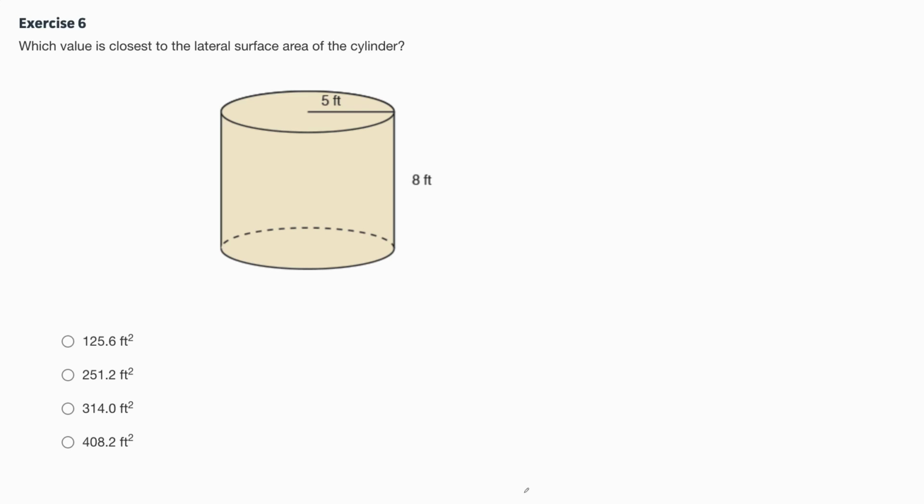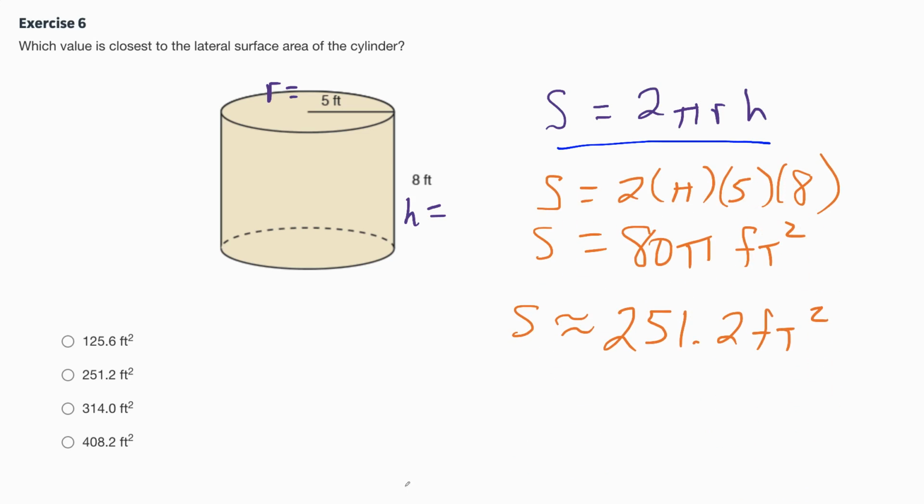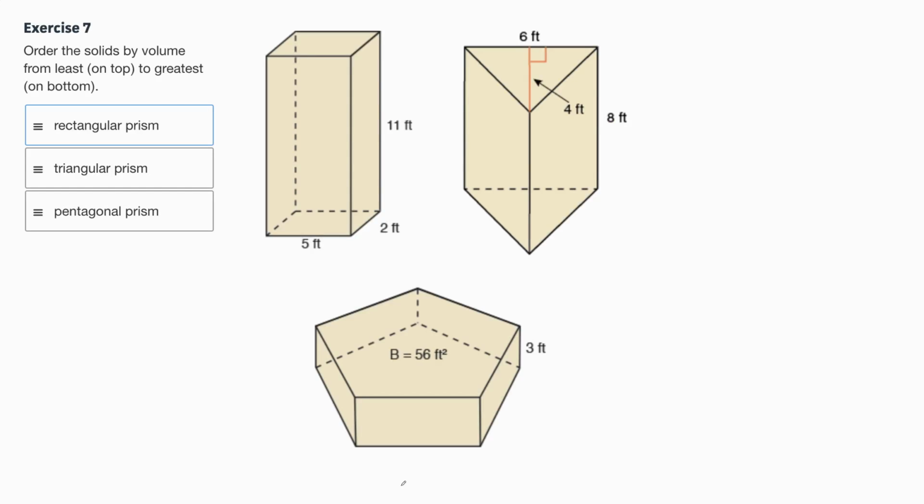Which value is closest to the lateral surface area? So I need to remember the formula for the lateral surface area. I don't care about the area of the circles, just the lateral surface area. So there's my work, and I can see that 251.2 feet squared is the value closest to the lateral surface area.